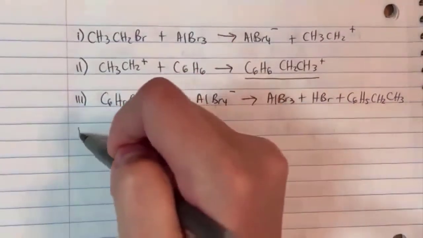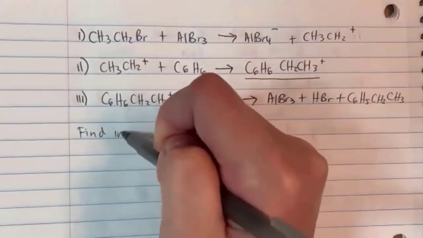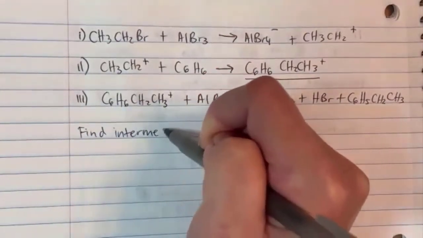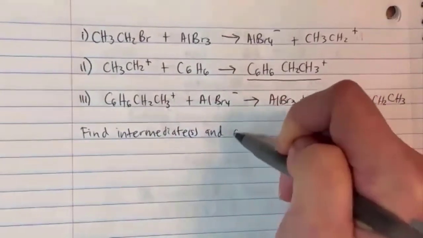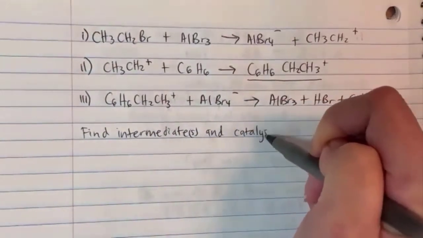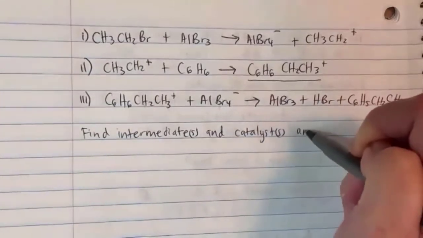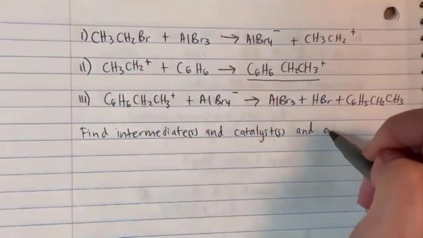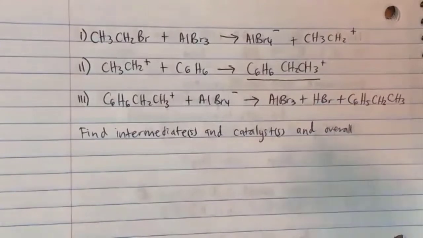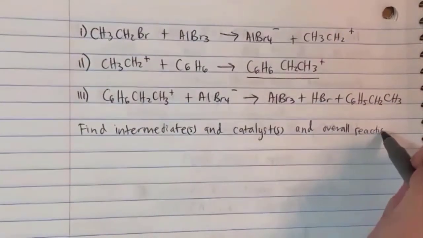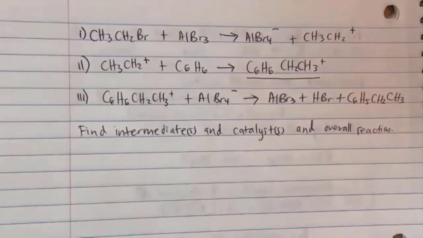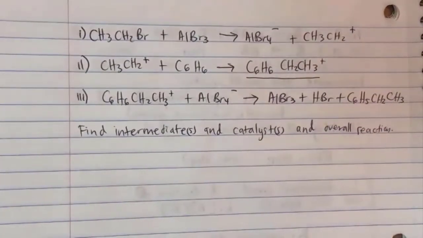Okay, so we want to find intermediates and catalysts and the overall reaction. That means the reactants go into products. All right, so let's take a look here once you guys are done writing it.